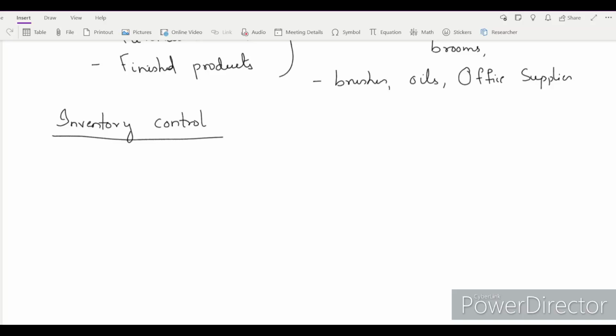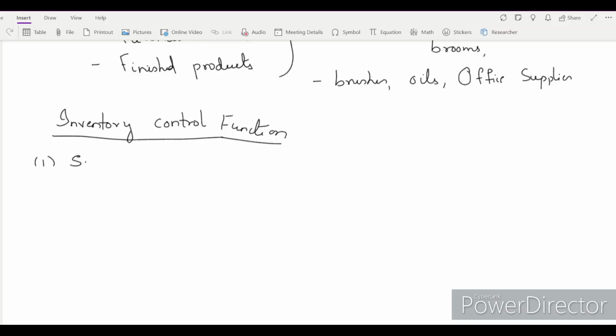So what are the functions of inventory control? The first and important function is smoothing out irregularities in supply, so that you should not have to wait. Suppose you need a spare part because one machine is not working, so you should have it in stock. Otherwise you have to wait, and if you're waiting you're killing the cost, and ultimately there will be a loss, or it will increase the cost of the product. So you should have smoothing out irregularities in supply.